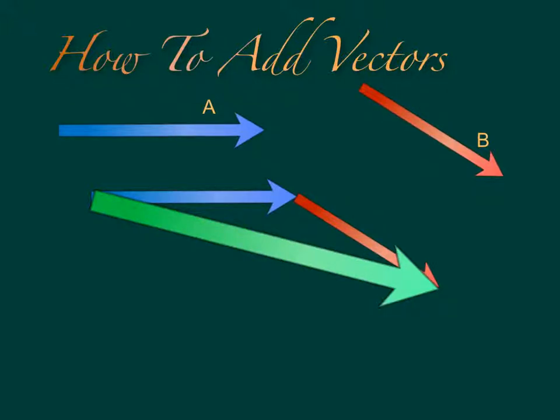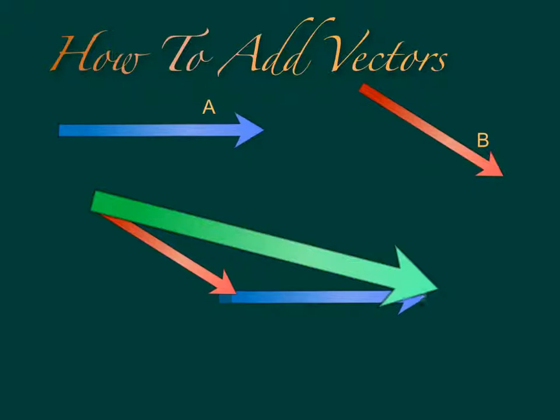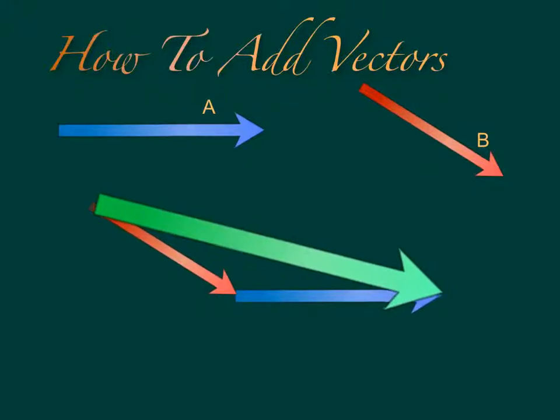Now you might ask, does it matter about the order that you add them in? Well, you can immediately see that if we started with B first and then added A, we get the same outcome. So it doesn't matter. A plus B and B plus A have the exact same value. So adding tip to tail like this allows us to find the total effect of more than one vector.